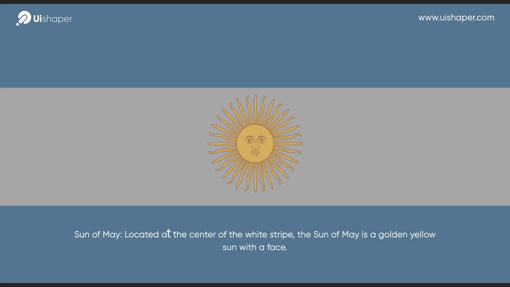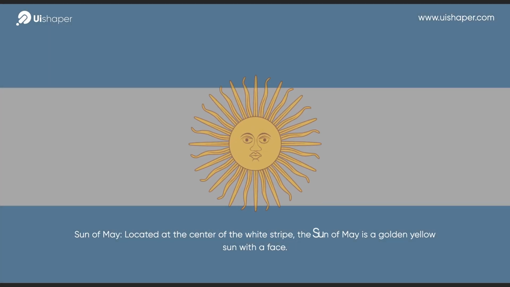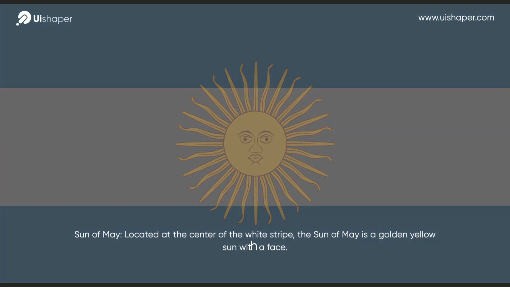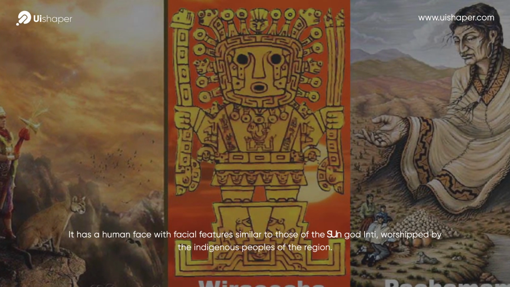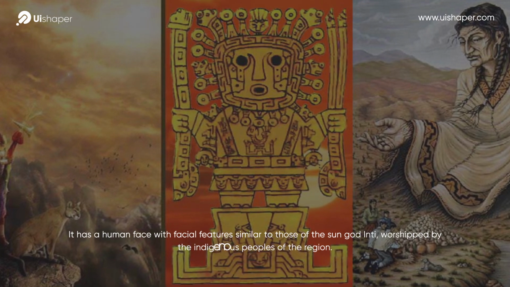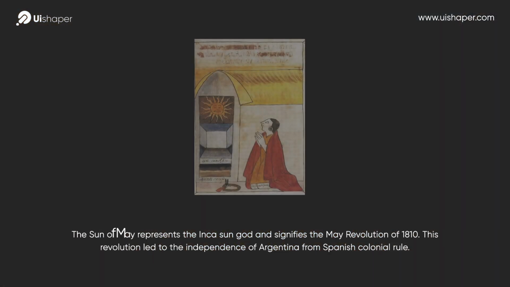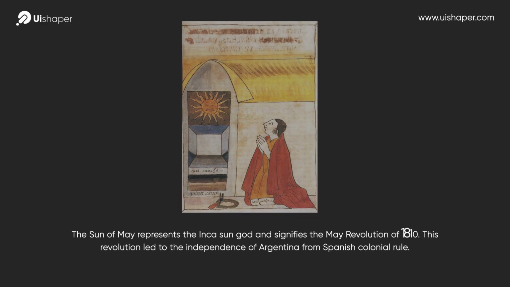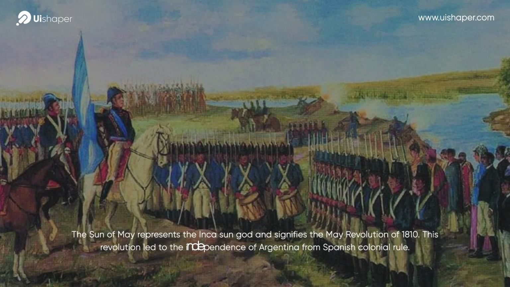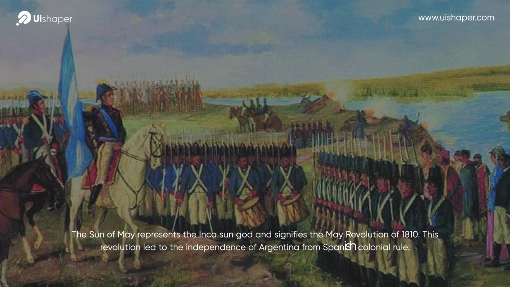Sun of May. Located at the center of the white stripe, the Sun of May is a golden yellow sun with a face. It has a human face with facial features similar to those of the sun god Inti, worshipped by the indigenous peoples of the region. The Sun of May represents the Inca sun god and signifies the May Revolution of 1810. This revolution led to the independence of Argentina from Spanish colonial rule.